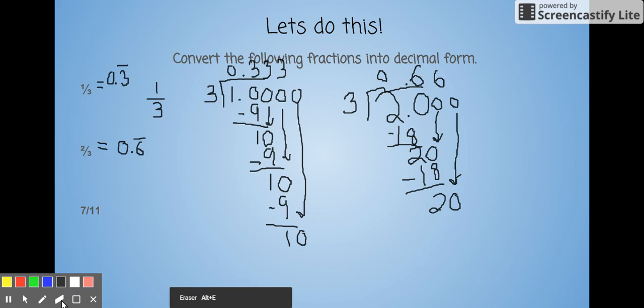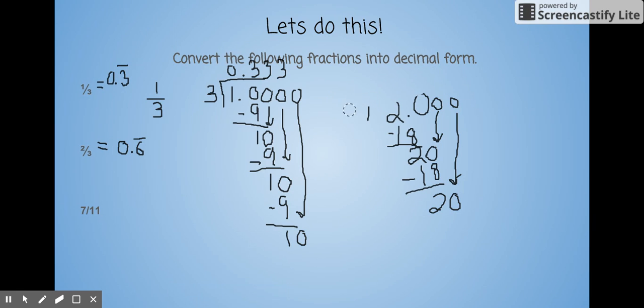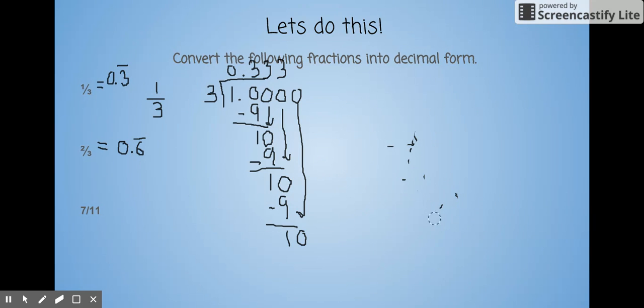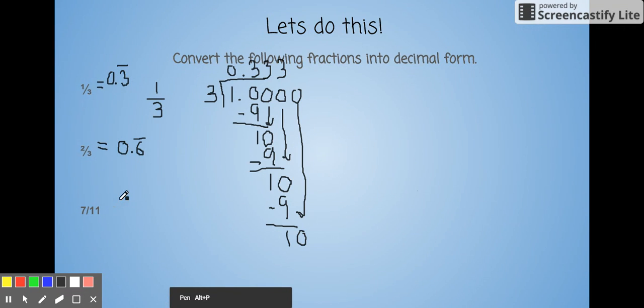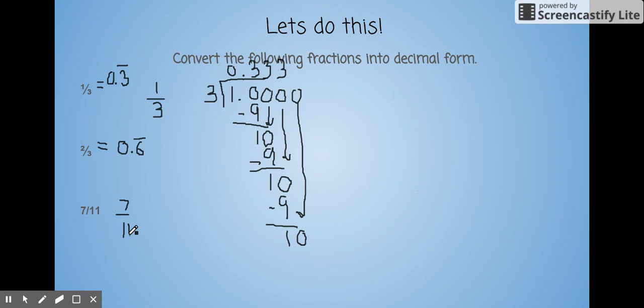Okay, for this last one, I'm going to need a little more room, so I'm going to just erase this really quick. And my next problem is 7/11. So I have 7 being divided by 11. 11 cannot go into 7, so I'm going to put a 0. I need my decimal point after the 7. We're going to bring that up.